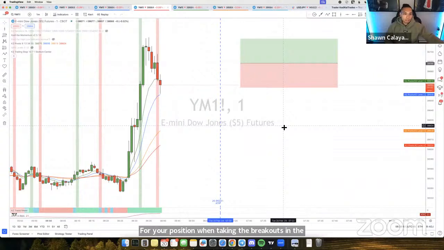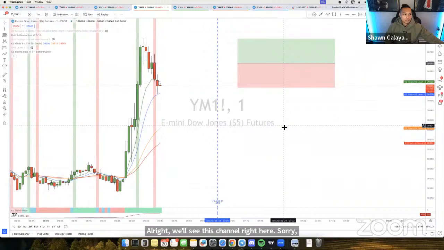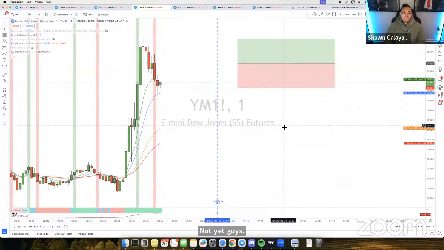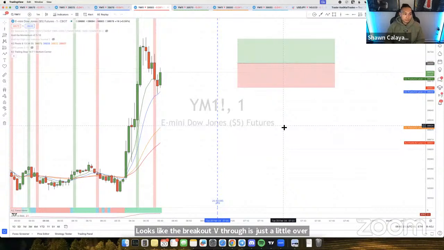All right, we'll see this candle right here. It's not rejecting off the pivot yet, so not yet, guys. Not yet. Yeah, just got to be patient. 640 right now. Looks like the breakout V3 was just a little overextended, but it's fine. It's the way that the strategy is applied. You can't use restrictions, because if you use restrictions, then it's not how the strategy is meant to be applied.